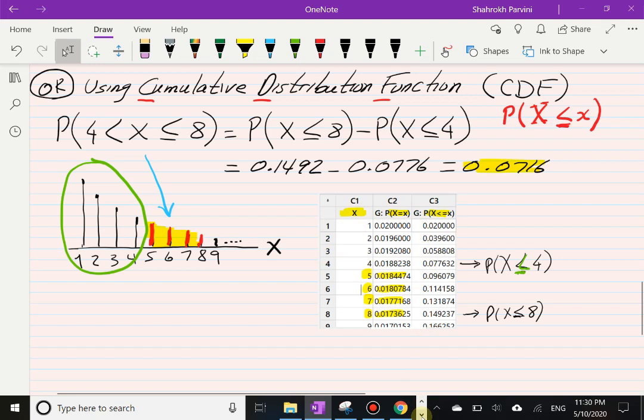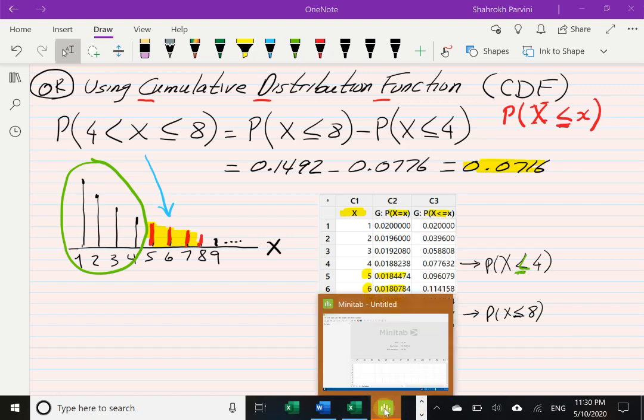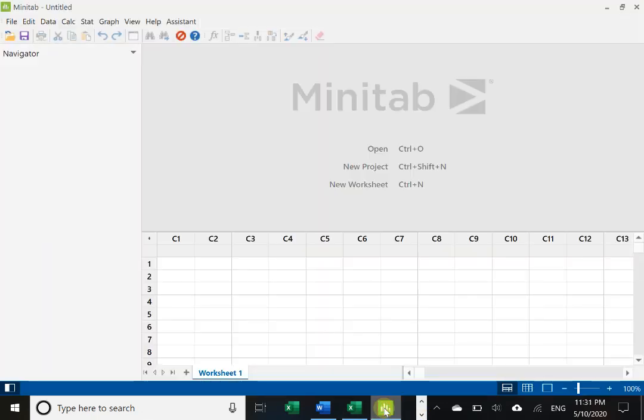So this is a good time probably to pause this video and invoke Minitab 19 and see if you can follow along with me. So I'm in Minitab now. I'm going to input a column of random variable x here. Okay, and then I'm going to go 1, 2, 3, 4.